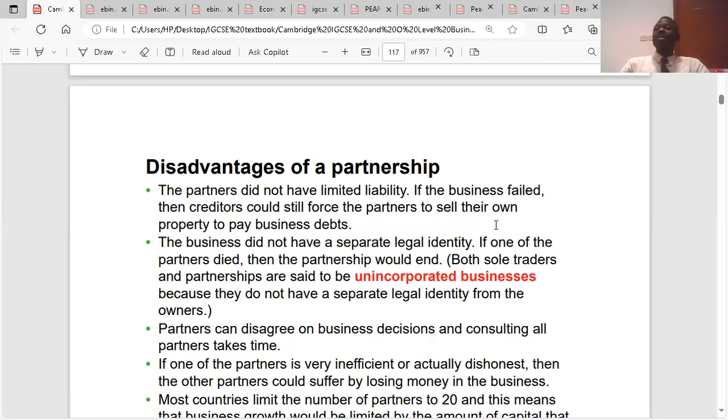So that means the debt of the business can be transferred to the personal wealth of the owners. So if the business is in debt, the owners of the business are also in debt. Clear? So the business did not have a separate legal identity. If one of the partners died, then the partnership would end. The death of one partner will end the partnership business. It's the same as the sole trader, because there's no separate legal identity.